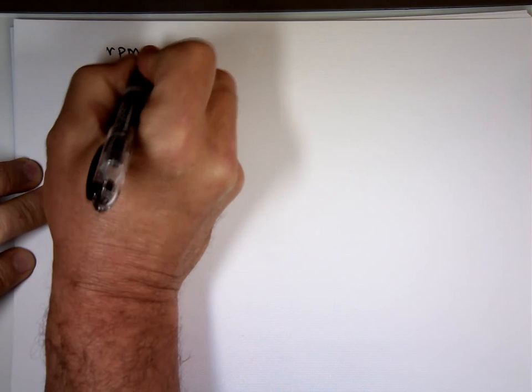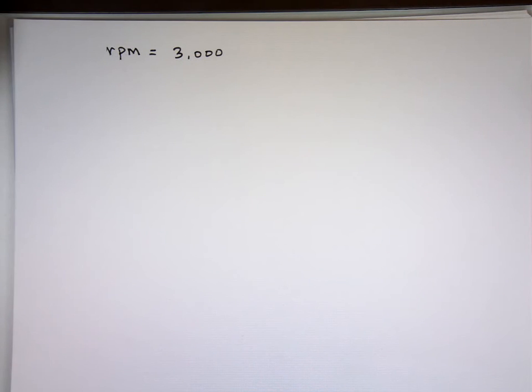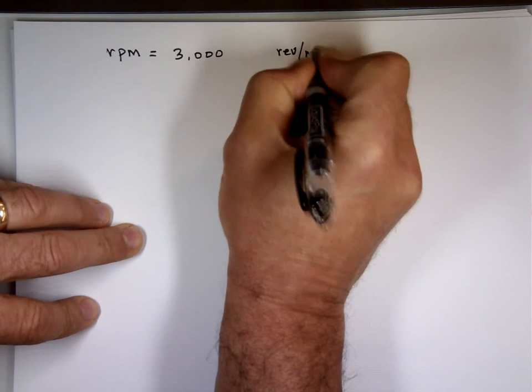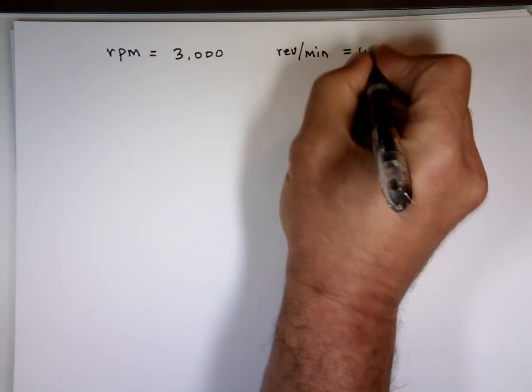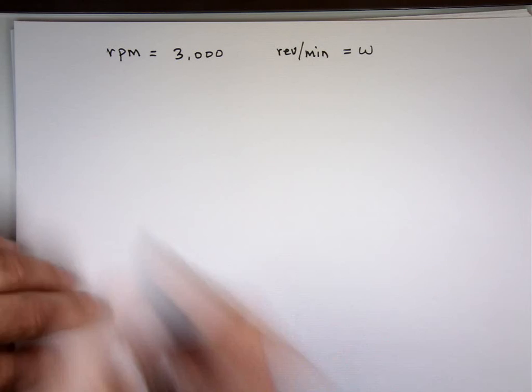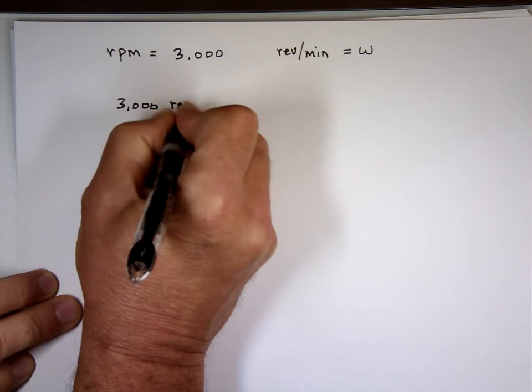So my RPM in my car says 3,000. What does RPM stand for? Anyone? Revolutions per minute. That's your speed. That's your W, but it's not in the right units. We don't like RPMs. Can I change that number to rad per second? I go 3,000. It says revolutions per minute.